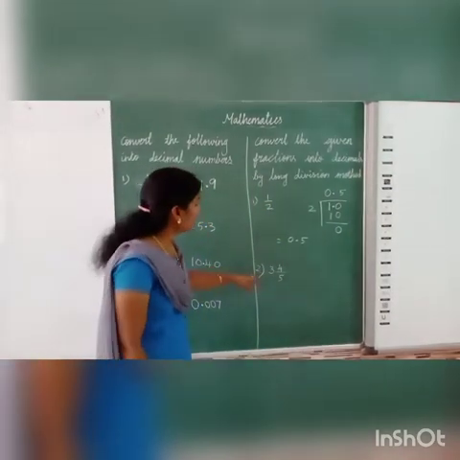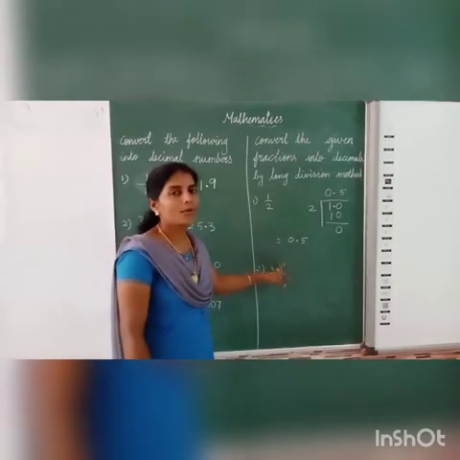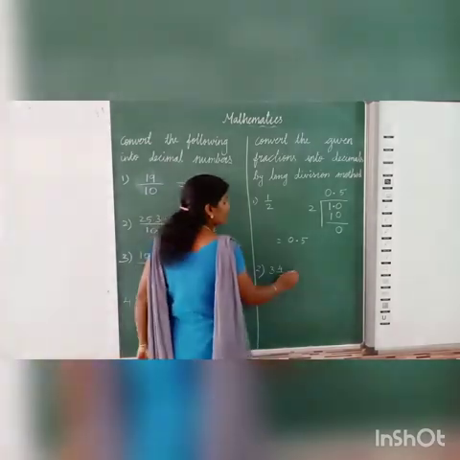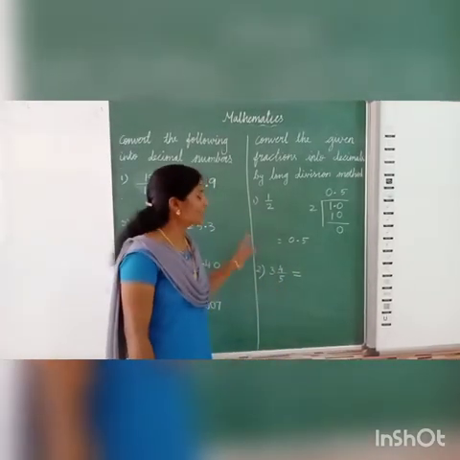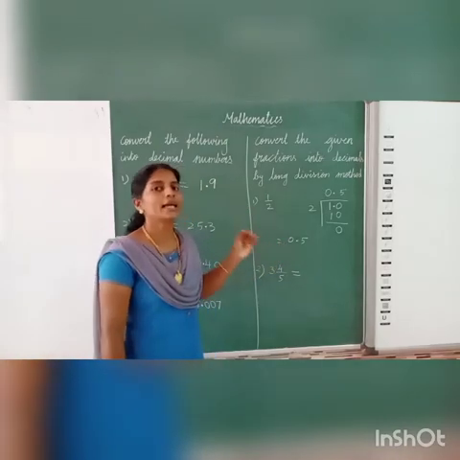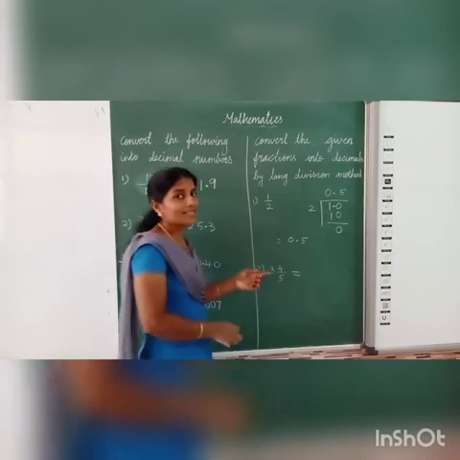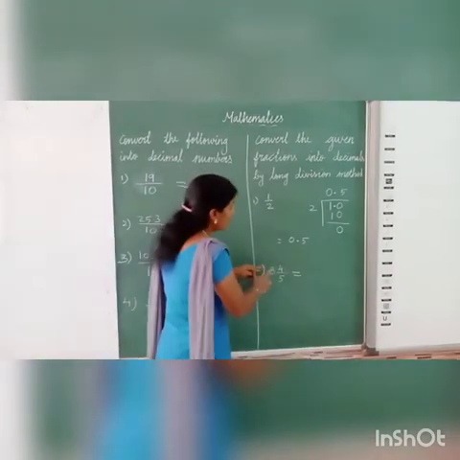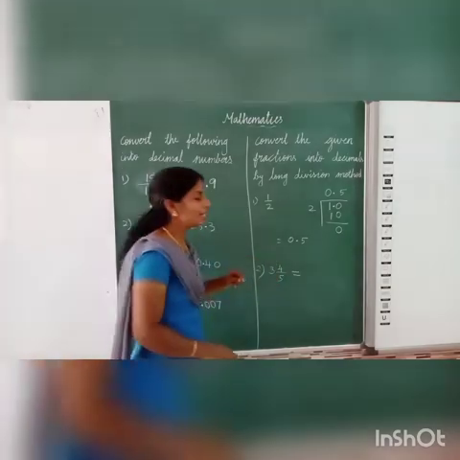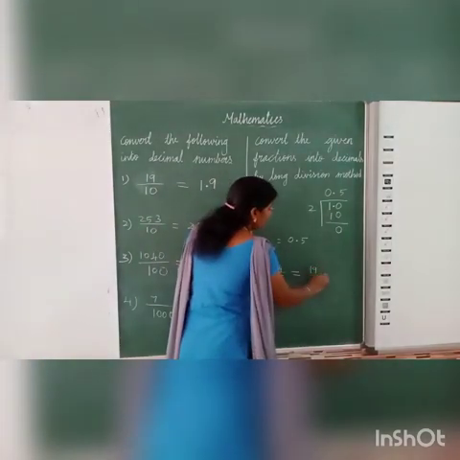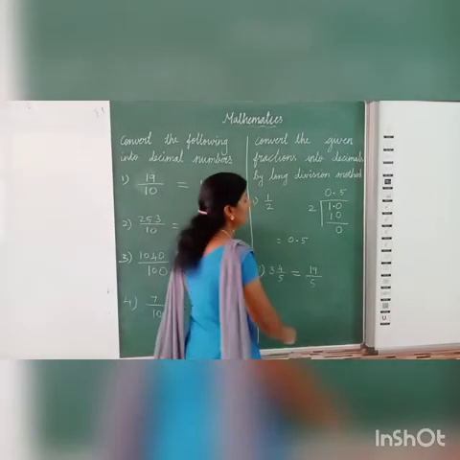Okay. Then next one, 3 4 by 5. Now listen, this is a mixed fraction, isn't it? First we can convert it into an improper fraction. Now 5 3s are 15, as we already learned for improper fractions. 15 plus 4 is 19. So 19 divided by 5.